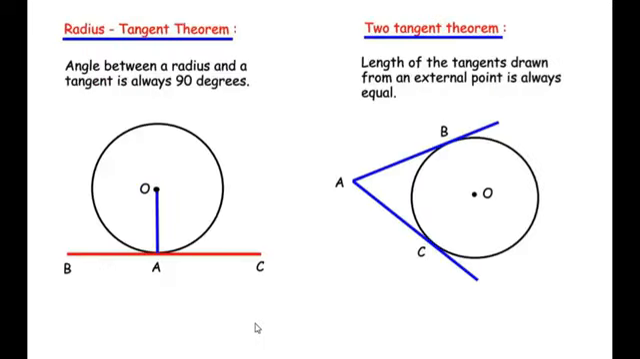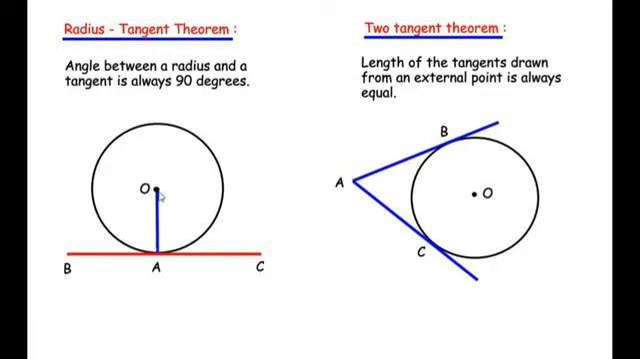So here we can make use of two theorems, that is the radius tangent theorem and the two tangent theorem. Both are related to tangents. The first theorem gives a relationship between the radius of the circle and the tangent drawn to the circle. It states that the angle between a radius and a tangent is always 90 degrees.